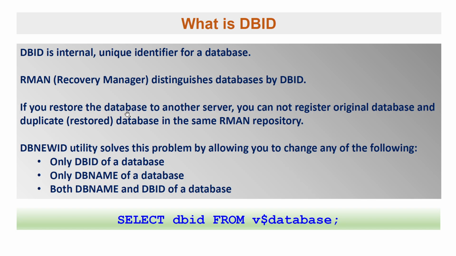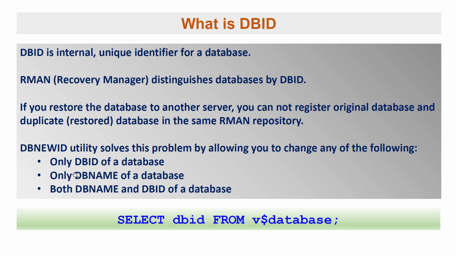If you restore the database to another server, you cannot register original database and duplicate restore database in the same RMAN repository if they have the same DB ID. Now, DBNEWID utility solves this problem by allowing you to change any of the following: only DB ID of a database, only DB name of a database, or both DB name and DB ID of a database.